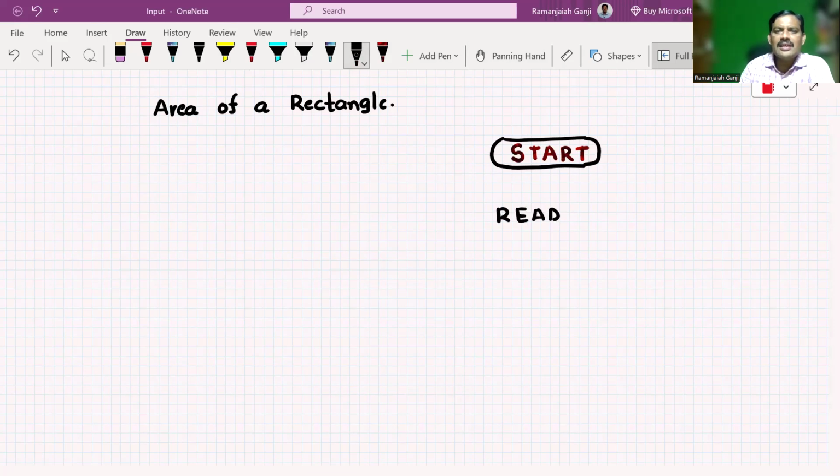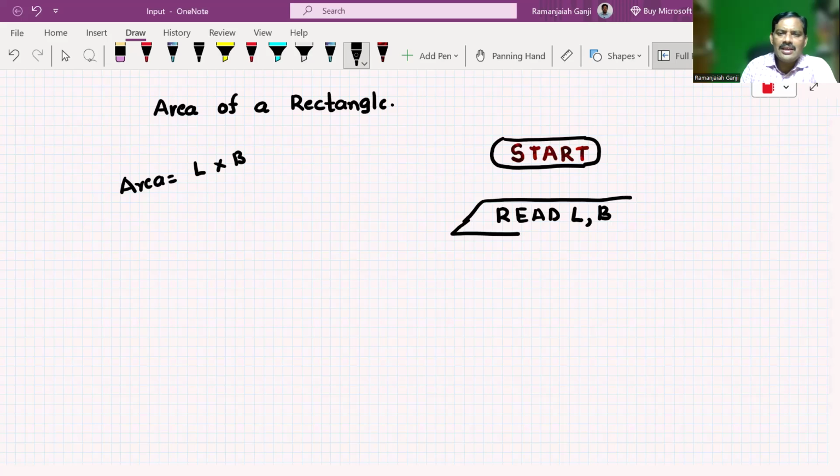What is the input to be taken? Area of a rectangle. What is the formula? Area is equal to L into B. This is a mathematical formula. So we have to read L comma B. Somebody used to say, sir, I want to read L and B in the form of length comma breadth. Yes, you can take it.